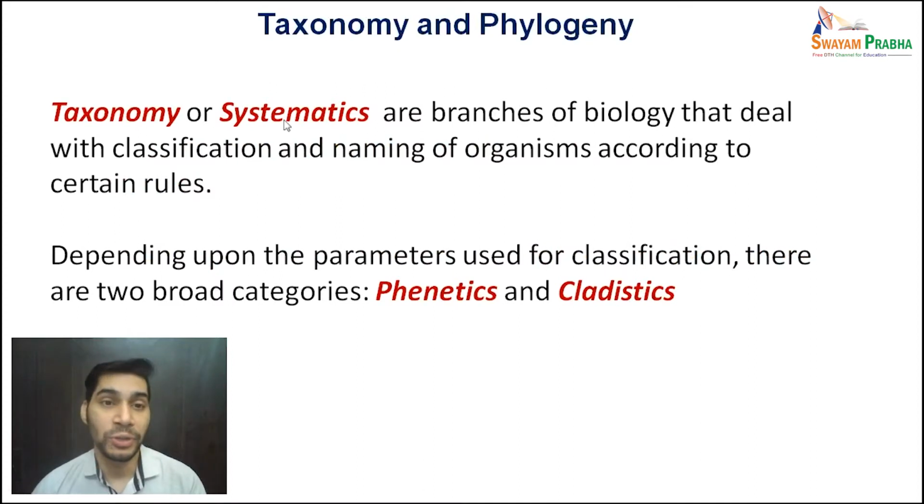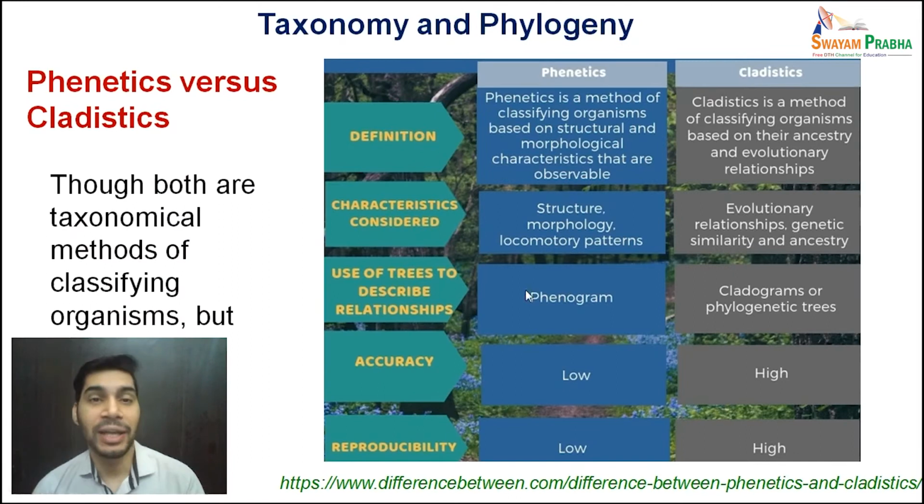Now taxonomy or systematics are the branches of biology that deal with classification and naming of organisms according to certain rules. Depending upon the parameters that are used for the classification, there are two broad categories. One is called phenetics and another one is called cladistics. Let us see what their differences are. Though both are taxonomical methods of classifying organisms, they do differ in certain characters.